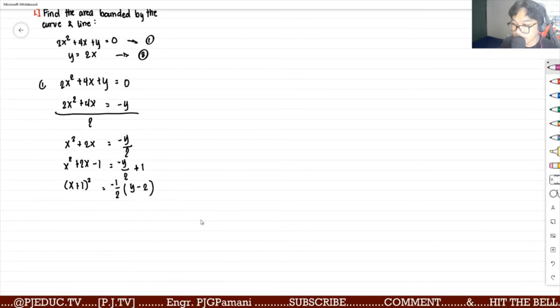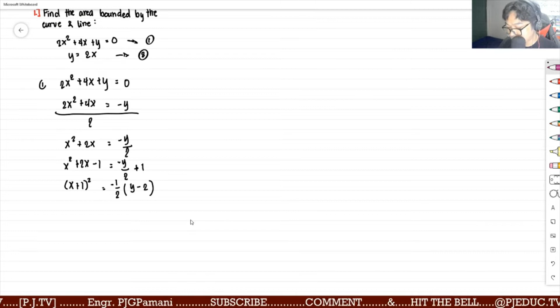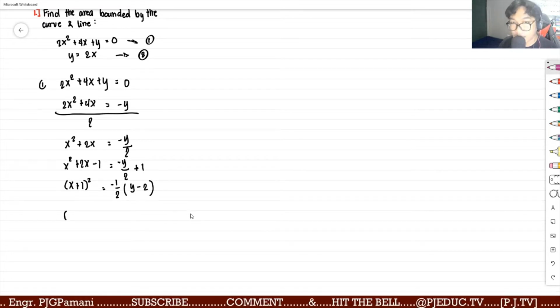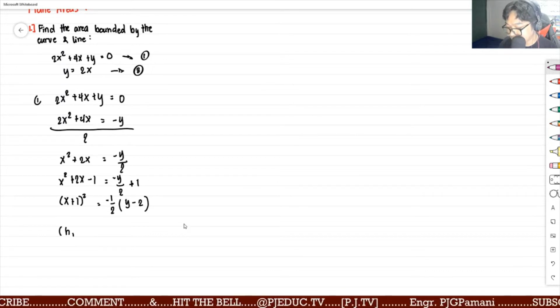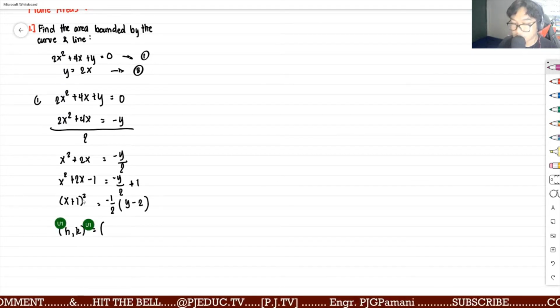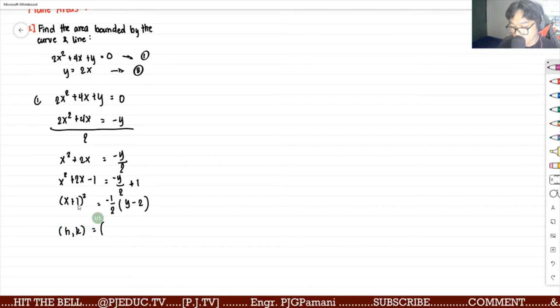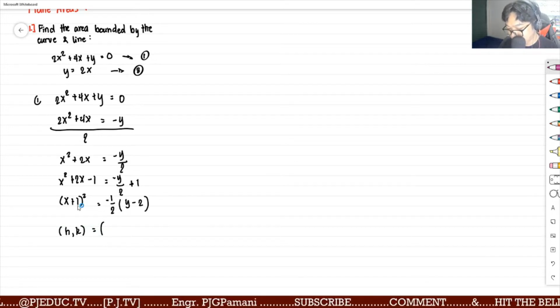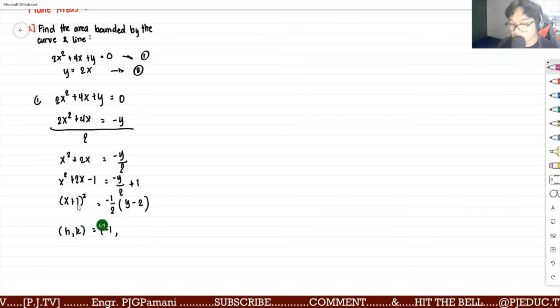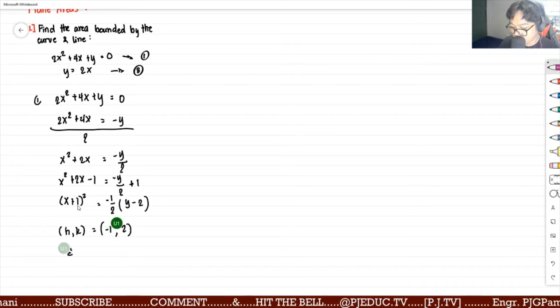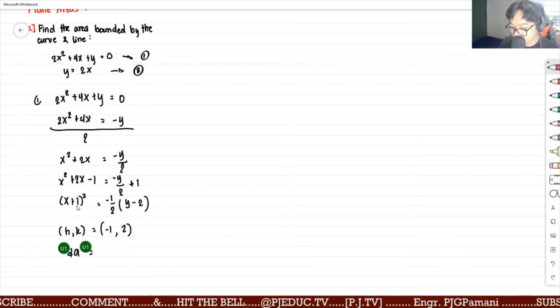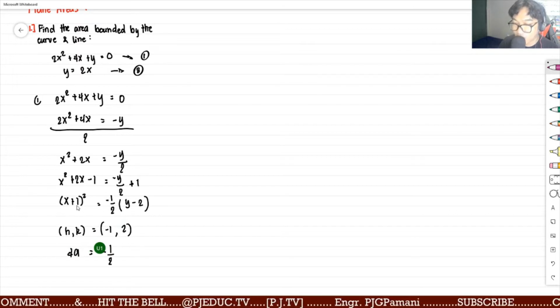So, hanapin natin yung ating h at saka k value. H, asan dyan si h? That is negative 1. Opposite lang. Negative 1, then k is positive 2. How about our 4a? 4a is negative 1/2.